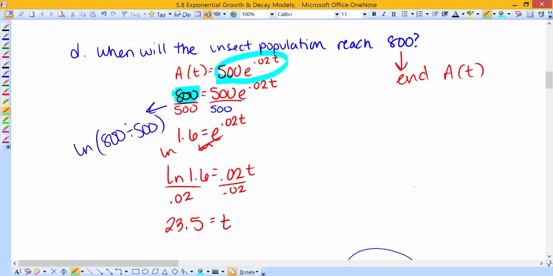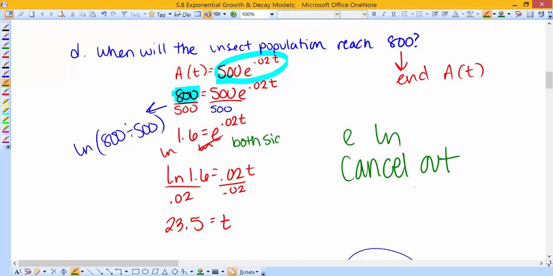Because I have an E, I need to remember that E and ln will cancel each other out. So I see the E, so I ln both sides. So I have the natural log of 1.6. I'm not going to use my calculator yet. And then I just need to divide by 0.02. So in my calculator, I would do the natural log of 1.6, hit equals, get the answer, and then divide by 0.02. So practice, make sure you get the 23.5.